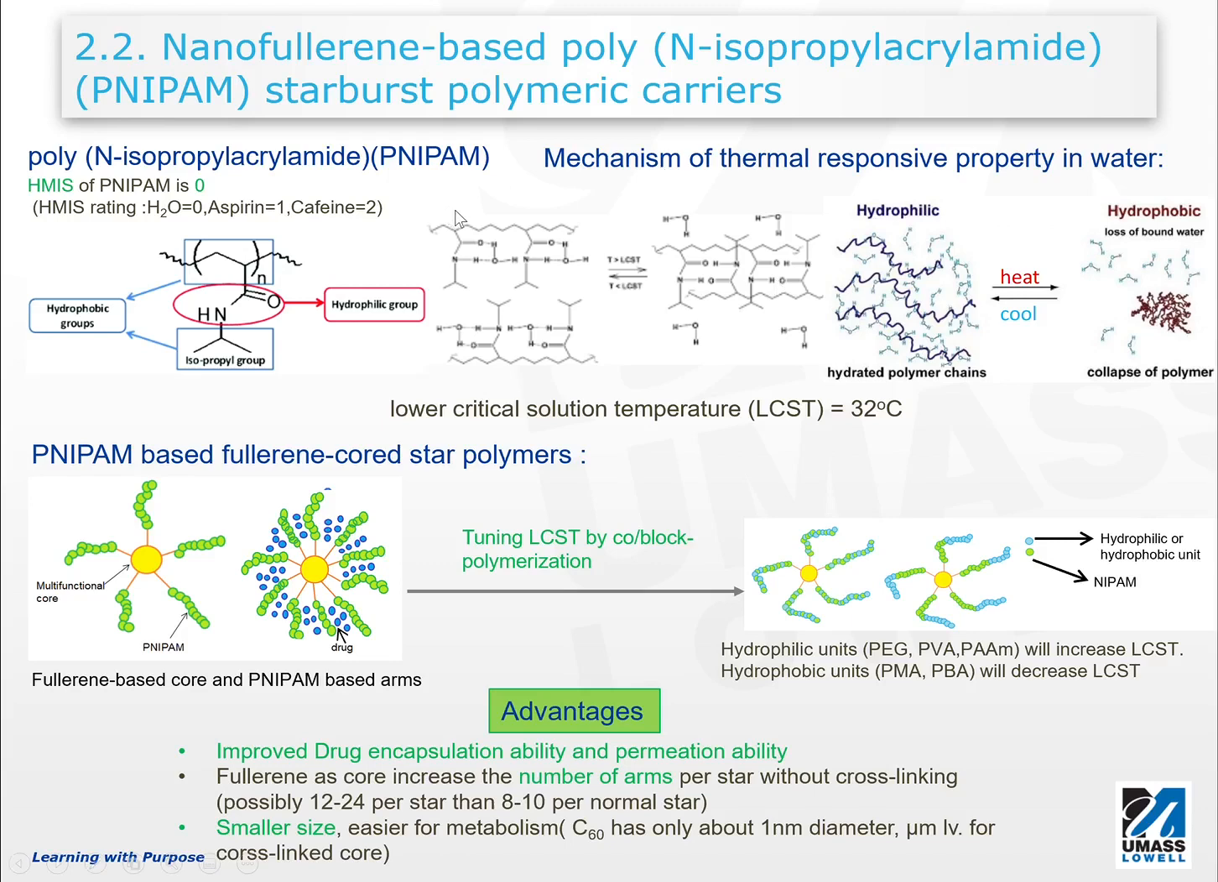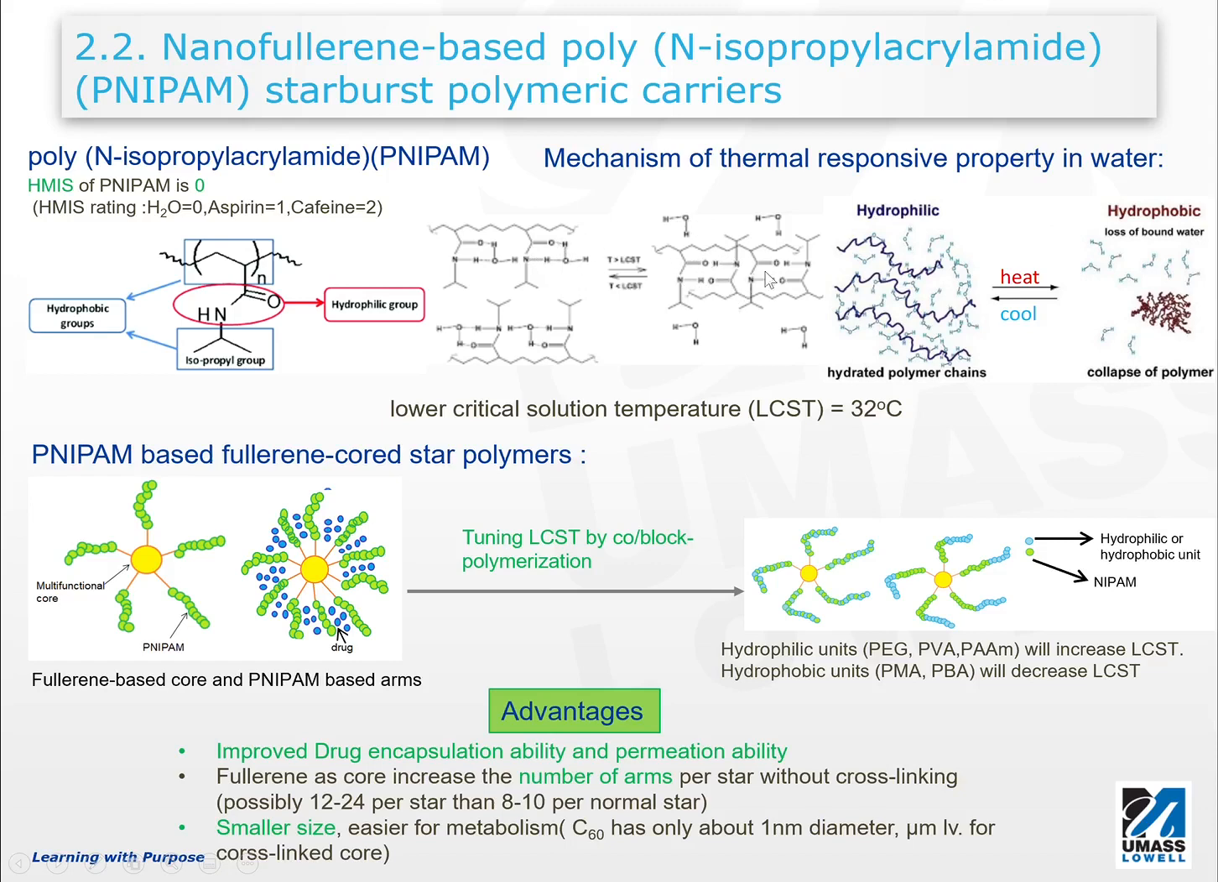What happens is, when below the LCST, the amide group will have hydrogen bonding, or strong interaction, with the water. All this water will interact with all the amide groups, making the water surround all the monomers, which makes them water soluble. However, when the temperature goes over 32 degrees, the interaction between two amide groups is stronger compared with the interaction between the amide and the water.